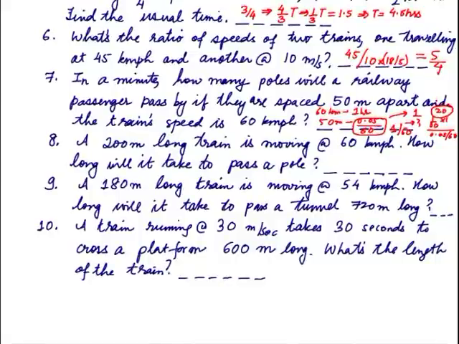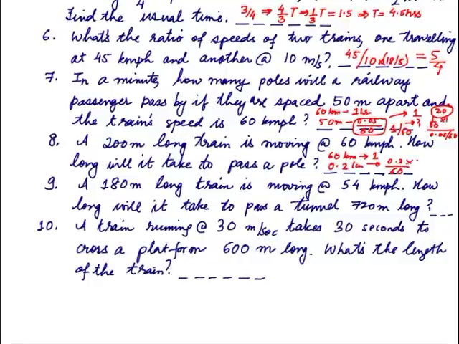We move on to the next question, question number 8. Question 8 reads, a 200-meter long train is moving at 60 kilometers per hour. How long will it take to pass a pole? A straight pole has no length. So basically this question means that how long will this train moving at 60 kilometers per hour take to travel a distance of 200 meters? That means its own length, and in that duration it will cross that pole completely.